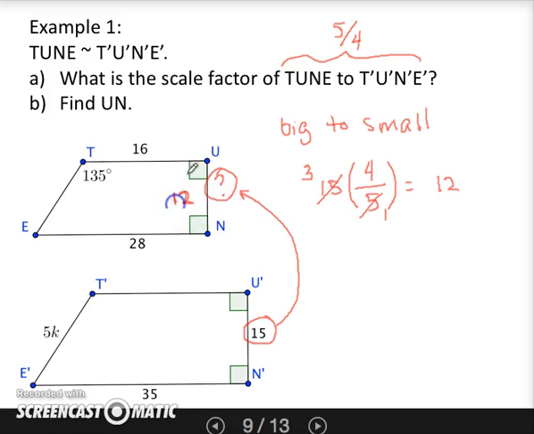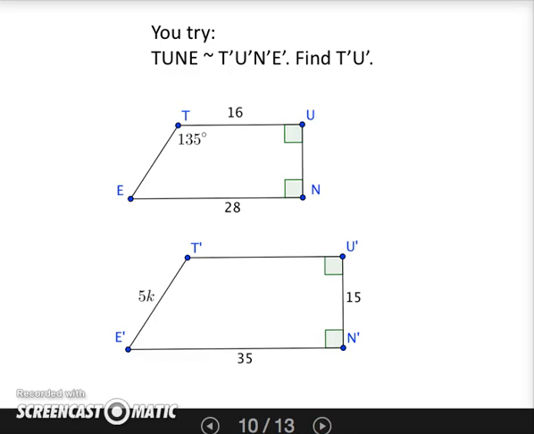And I can just check whether that makes sense. This is the bigger shape, this side is longer. Yes, this is the smaller shape, and that side is shorter. You try one. We're given that TUNE is similar to T prime, U prime, N prime, E prime. So go ahead and find T prime, U prime.